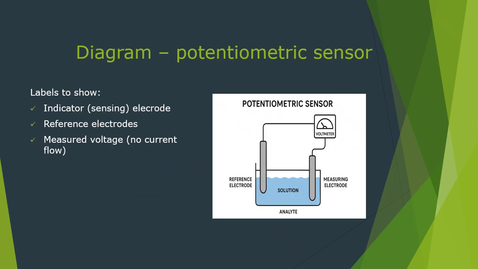Next is the diagram of the potentiometric sensor. The labels show the indicator electrode, the reference electrode and the measured voltage.